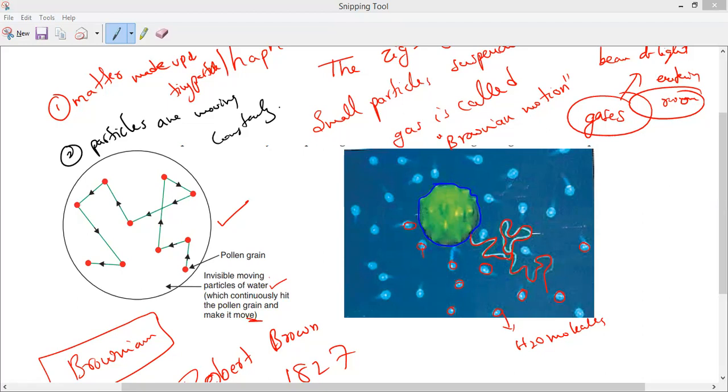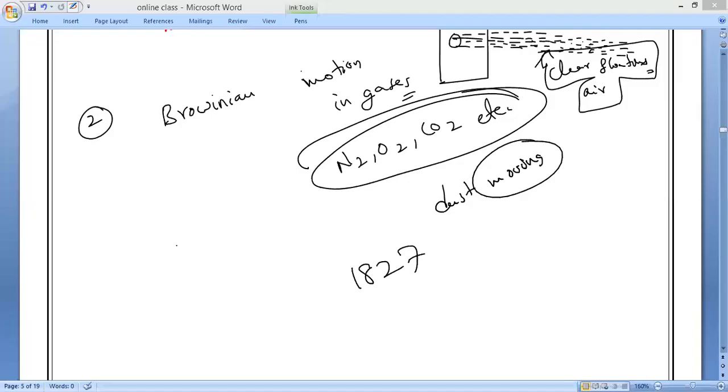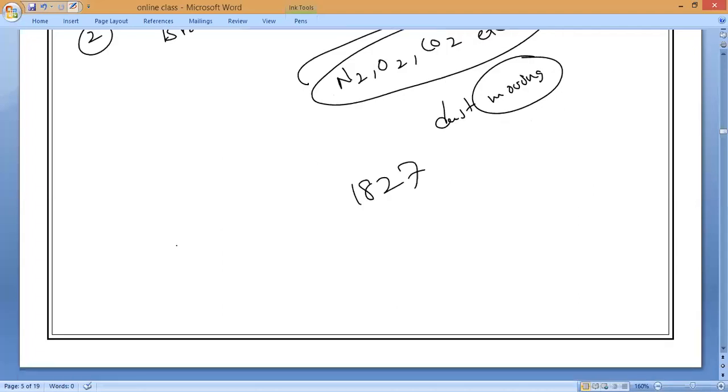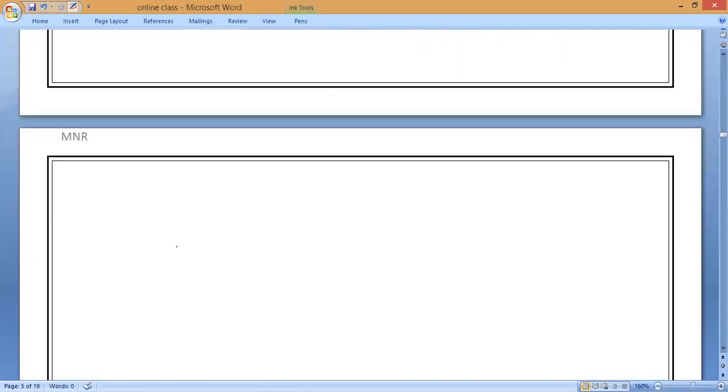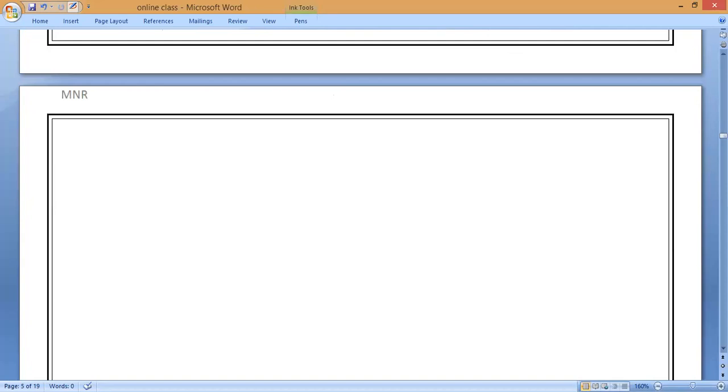Now we are going to study characteristics of particles of matter. So please, all of you keep the heading. We have made conclusions from the experiments, so now we are going to write what the characteristics of these particles of matter are. Write it: characteristics of particles of matter.